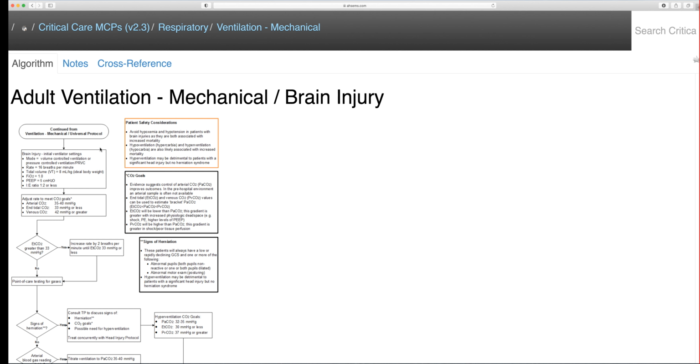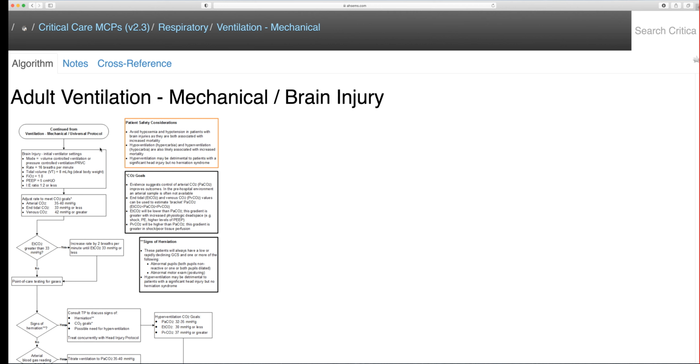Absolutely, Gav. So these are pretty standard settings that you'll notice. The brain injury initial ventilation settings: mode is volume controlled ventilation or pressure controlled ventilation, PRVC. So for us, that would be the Hamilton T1, which is the CMV plus. And for any other volume control, that may look like assist control on your own vent. Rate is 16 breaths per minute. The tidal volume is 8 mL per kilo for ideal body weight. FiO2 start at 1.0. PEEP +5. And IE ratio is 1 to 2 or less.